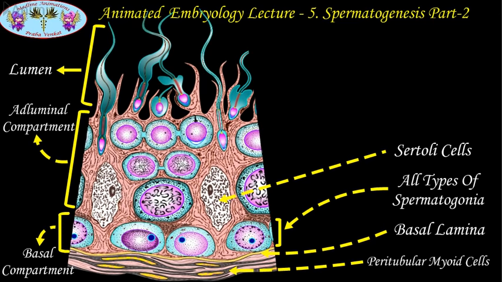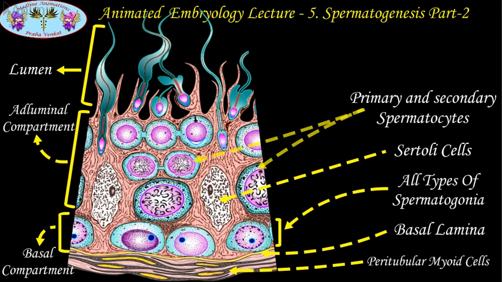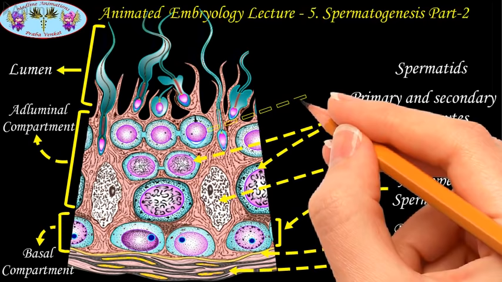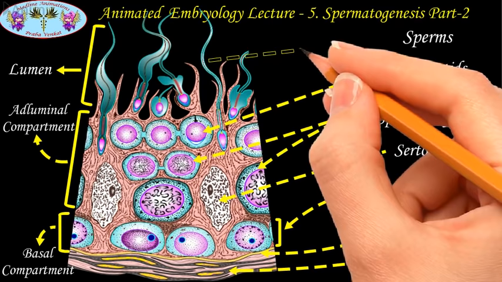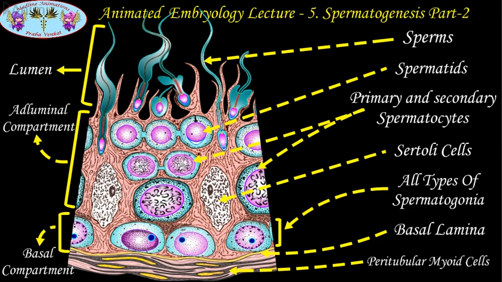The adluminal compartment holds the large primary and secondary spermatocytes connected by cytoplasmic bridges and different types of spermatids in the process of conversion to mature sperms. The luminal compartment holds the mature sperms. The heads of the sperms are still present inside the Sertoli cells and their tails project into the lumen of the seminiferous tubules.